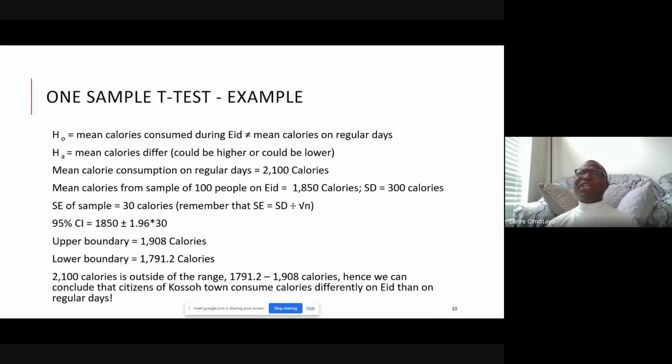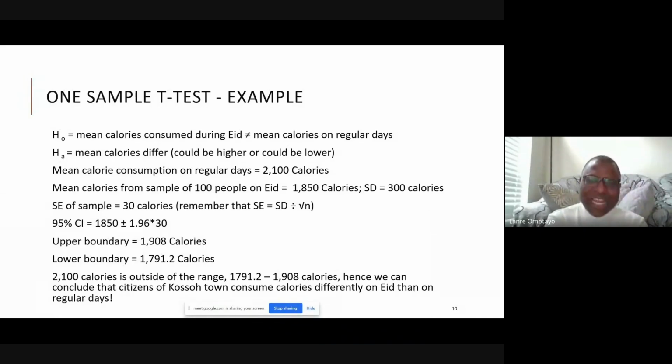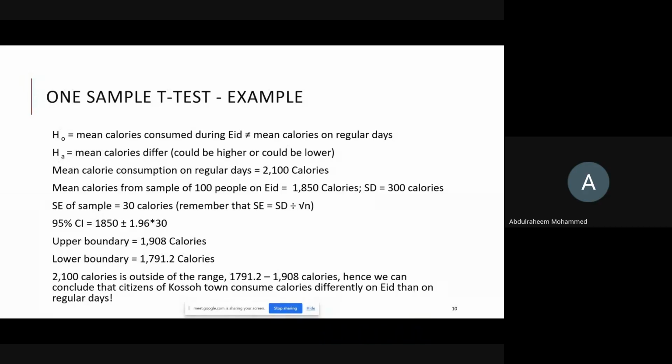if we had measured our whole population, the average would be somewhere between 2,200 and what? Somebody should tell me. 2,800. It's somewhere between 2,200 and 2,800. Now, if that is what we got, what would be your conclusion to the district's management? Are people eating more on Eid or not? The standard is 2,100. It will mean that they are eating more.